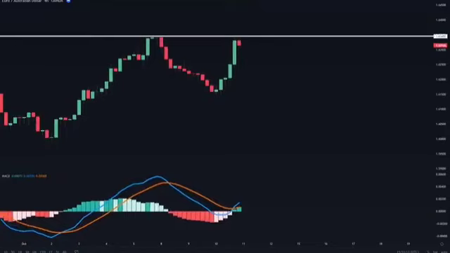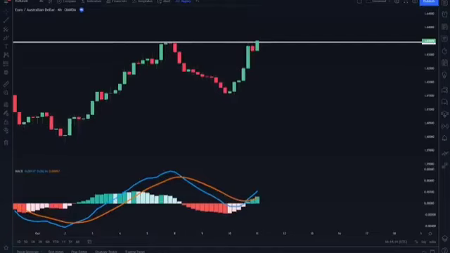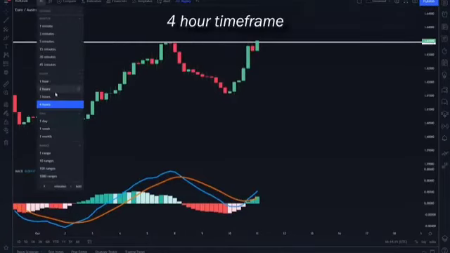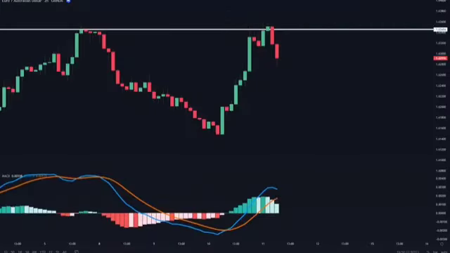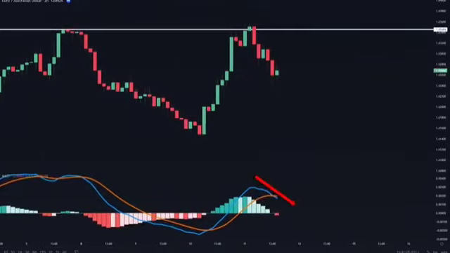And so a secret trick that I use to get an earlier entry signal is by zooming in 2 time frames below. So I'm currently in the 4-hour chart, so let's zoom in into the 2-hour chart. So here's the 2-hour chart, and all we need to do is wait for the MACD to cross over downwards in this new smaller time frame. And so this is where you want to take a short position.